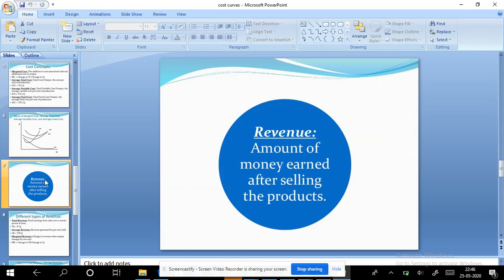And then revenue means the amount of money earned after selling the products. Whatever production we have produced, we sell in the market, and whatever we get from it is called revenue.